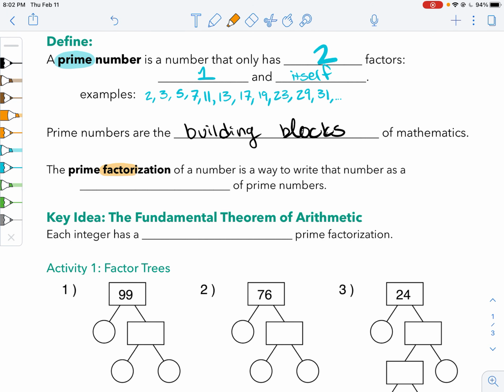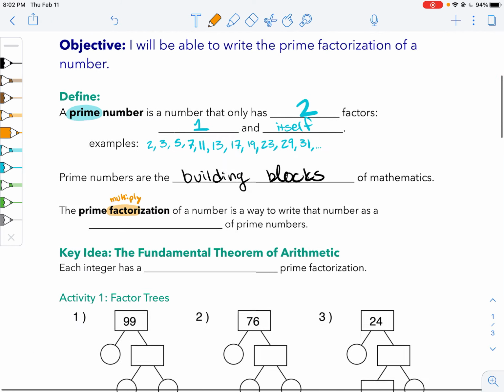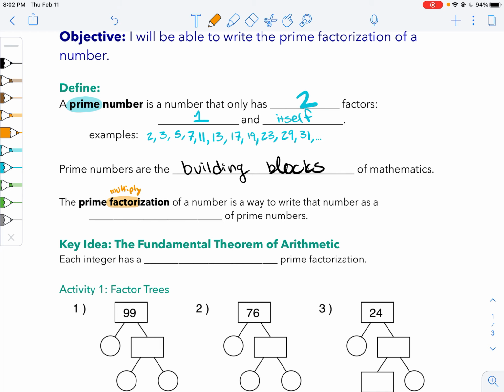Remember that a factor means to multiply. You multiply two factors together to get another number. So prime factorization is a way to write that number as a product. Product also means multiply. A product of prime numbers. Basically, we're just going to do a bunch of examples.